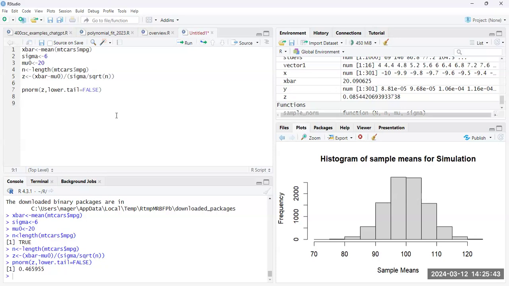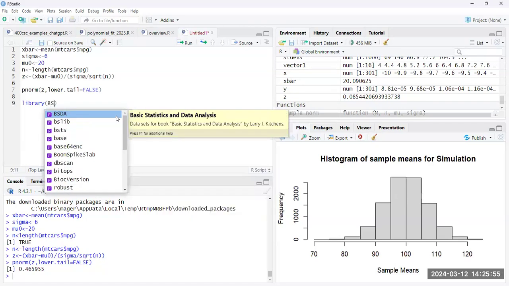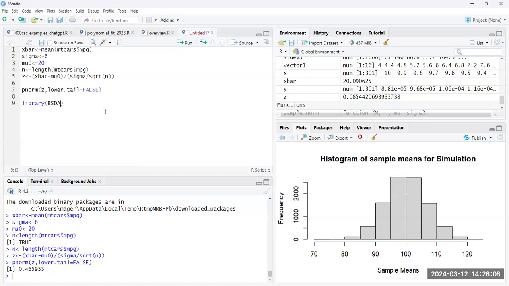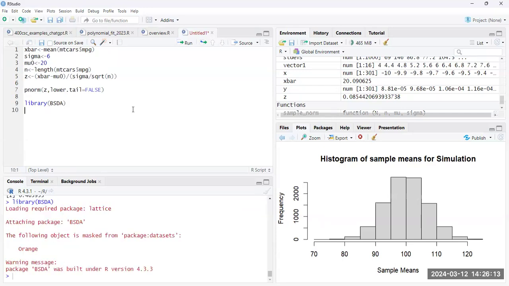Now, normally you don't want to actually do these hypothesis tests by manually calculating out every step. You would prefer to use a package. And so there is a package that has a z-test in it, and that is the package that goes with the Basic Statistics and Data Analysis textbook, the BSDA package. Again, you'll need to go to Tools to install this before you can run it. But I've already installed it, and so I'm loading the package.